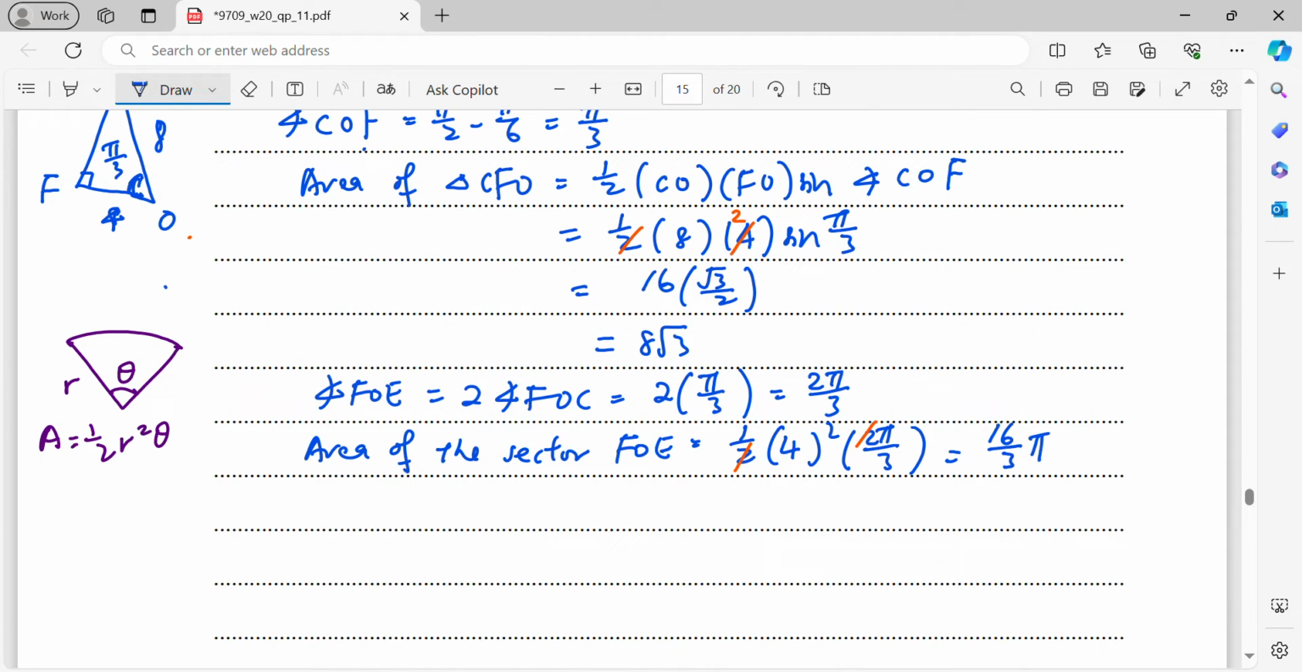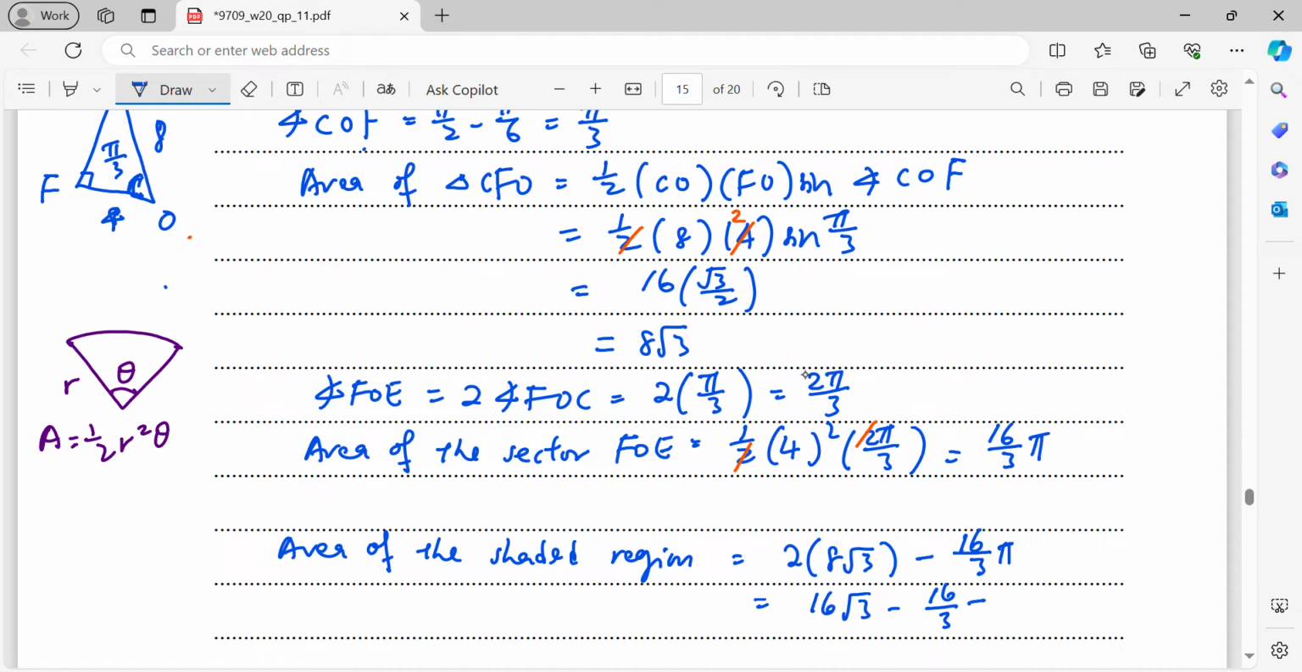Right. So now area of shaded region is 2 of 8 square root 3 minus 16 over 3 pi. So here I get 16 square root 3 minus 16 over 3 pi. You can leave it in this form.